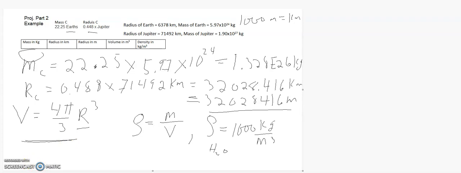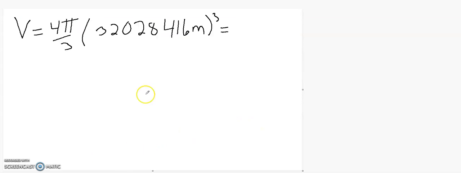Let's see, how much time do I have? Okay, good. So I'm going to set this up, and we're going to use these two numbers and these two equations to get the final two: the volume in cubic meters. Then we'll take the mass divided by the volume in cubic meters and see whether this particular planet, in this case planet C, is more dense than liquid water or less dense than liquid water.